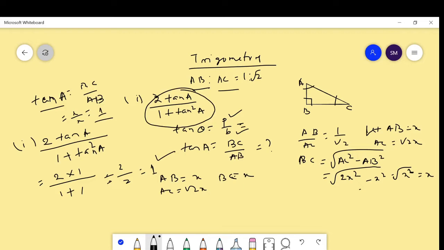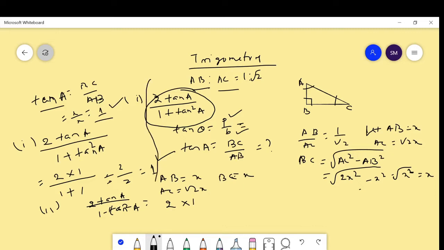Then the second question says, find out the value of 2 tan A upon 1 minus tan square A. Here we found that tan A is equal to 1. Then put this value.